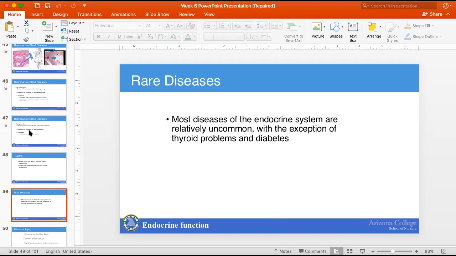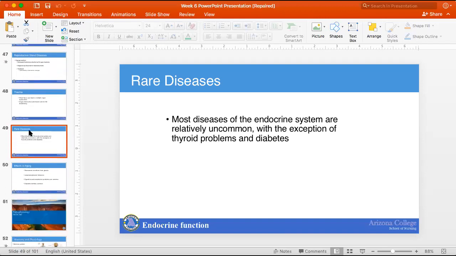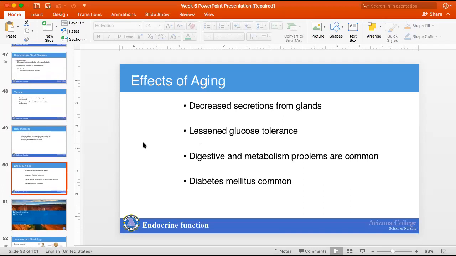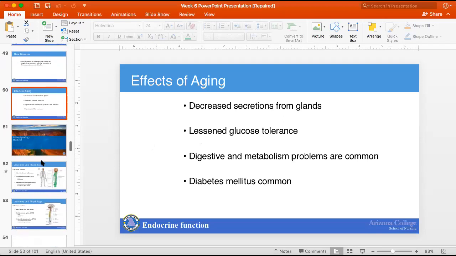And some rare diseases. Most diseases of the endocrine system are relatively uncommon, with the exception of thyroid problems and diabetes, which are very common. Effects of aging: decreased secretions from glands, lessened glucose tolerance, digestive and metabolism problems are common, and then diabetes mellitus is very common in advanced age. So even if someone isn't obese or really had that many issues, it's very likely that if they're a little bit older in their 70s or 80s that they potentially have then developed diabetes.